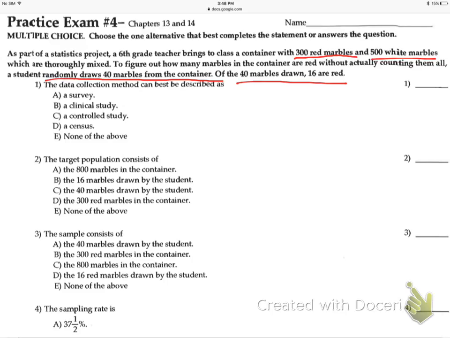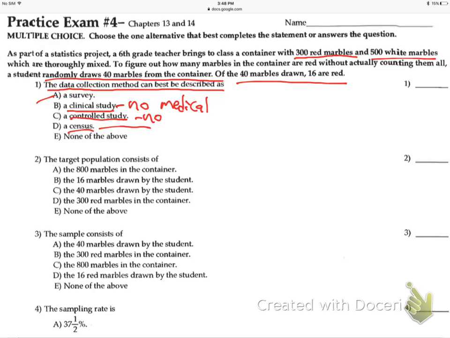All right. The data collection method. Well, on multiple choice, sometimes it's good to read them all. What are they doing? Is it a survey? Is it a clinical study? No. Let's start eliminating things. Clinical is medical. That's the kind where you do a drug or a surgery or something, right? That's a clinical study. This is not clinical. Is it a controlled study? No. There's no control group. There's no group that got a fake pill or something, right?